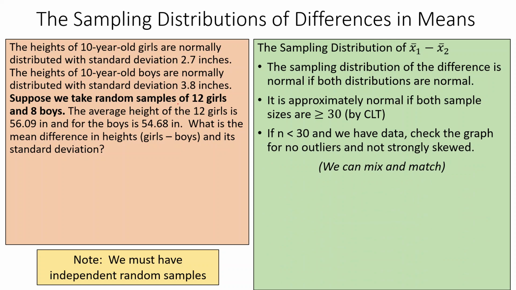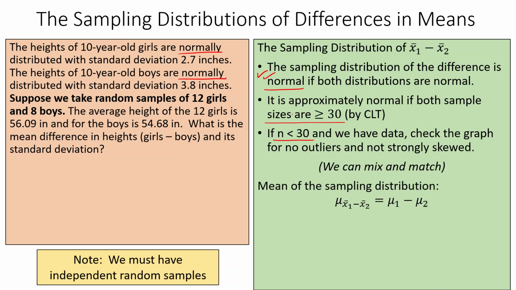And we can also mix and match. Maybe one of the distributions is normal, but for the other it doesn't say anything, but the sample sizes are over 30, that's fine. Or maybe one of the samples is over 30 and one of them's not, and we don't know if either one of them is normal. Then we'd have to look at the graph for one of them. So we can mix and match these things together to get that something is normal. With our last example, we had normally distributed girls' heights and normally distributed boys' heights. So both of them satisfied this first condition, so the sampling distribution would have been normal as well.